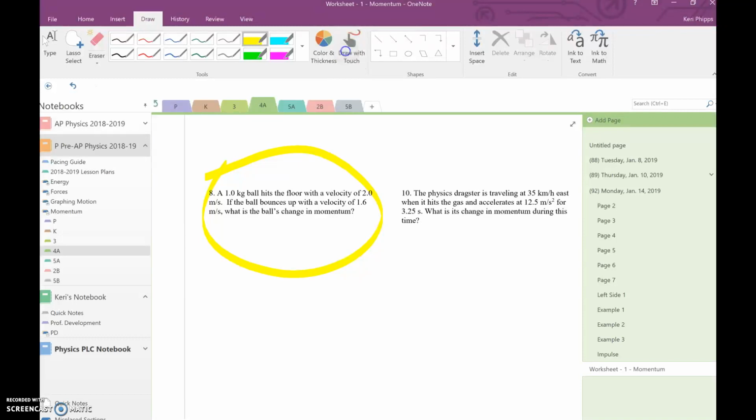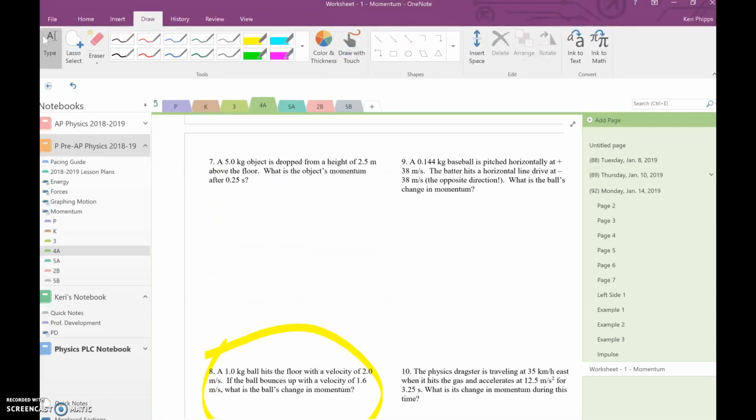That's what I was looking for. Number 7. Take a look. They don't always tell you what the velocities are, so you're going to have to use another method to find the velocity. Hint, kinematics. So this will be due our next class period.